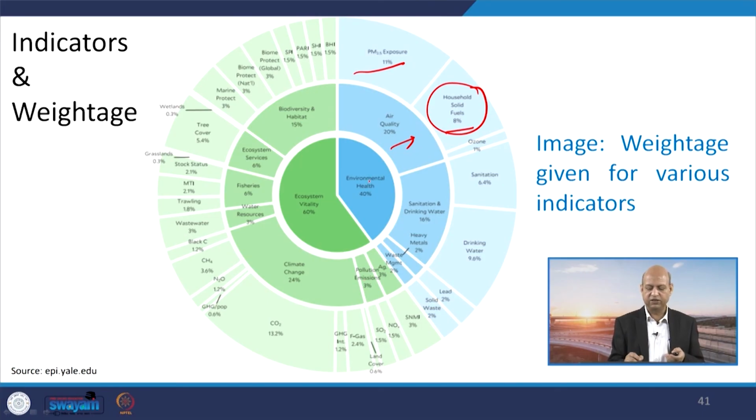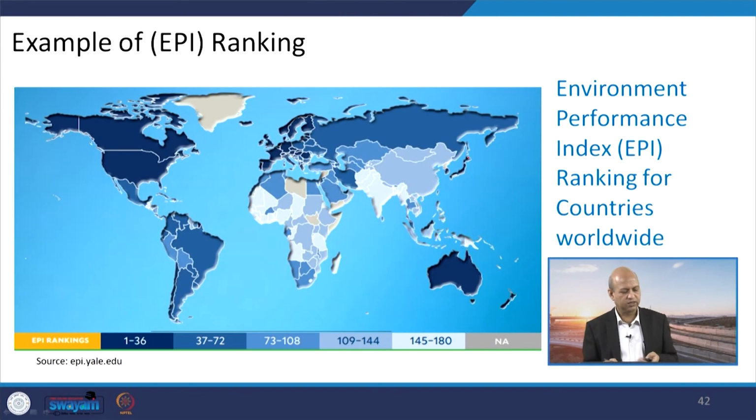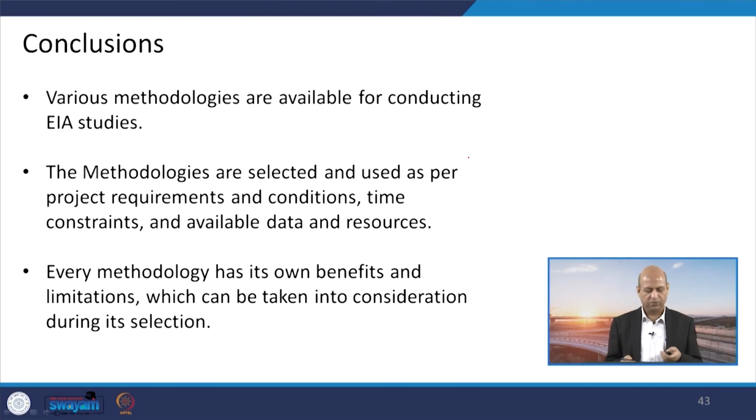So, within environmental health, for example, air quality is there. Within air quality we can discuss PM10 or the fuel type, or other parts like sanitation and drinking water, and what their proportion is can be seen. So, depending upon this performance, in the EPI, some countries have been given some values, and accordingly they have been ranked by their performance for the environment, whether it is good or bad.